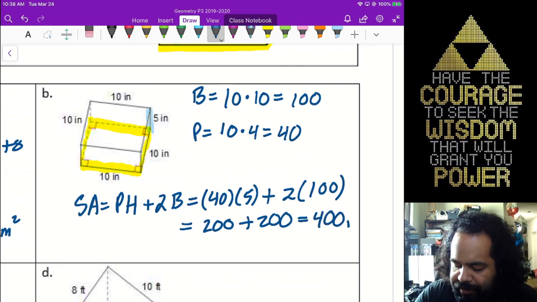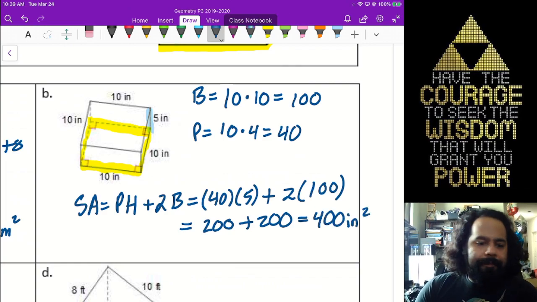So that's going to be 400 square inches. Boom.